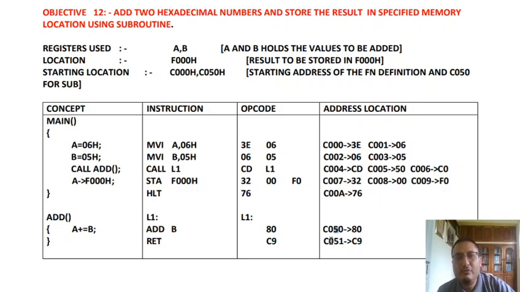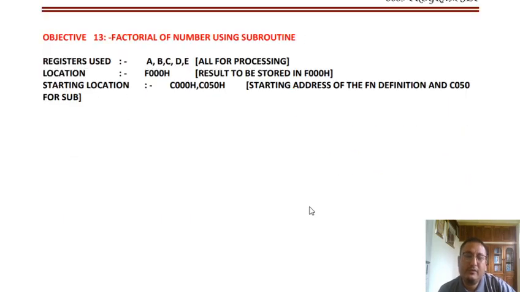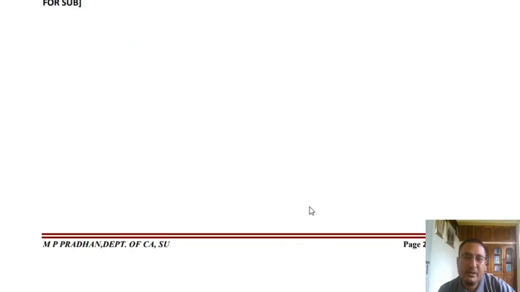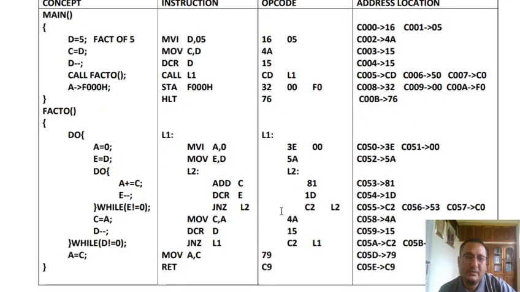Right, so this is the way a program pertaining to subroutines is to be written. This is a very simple program that is capable of adding two numbers using subroutines. Now, the next objective is to determine the factorial of a number using a subroutine, right? We have already done this particular program in the past. So what we'll do is simply make a call to a function called factor, which is defined somewhere else in the computer's memory.